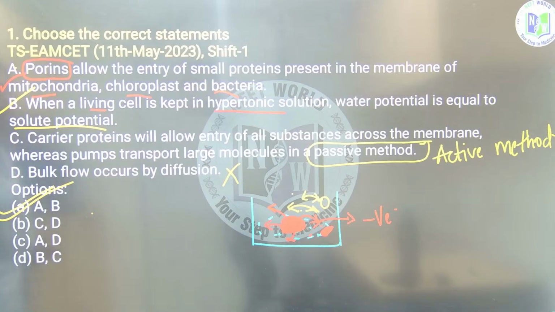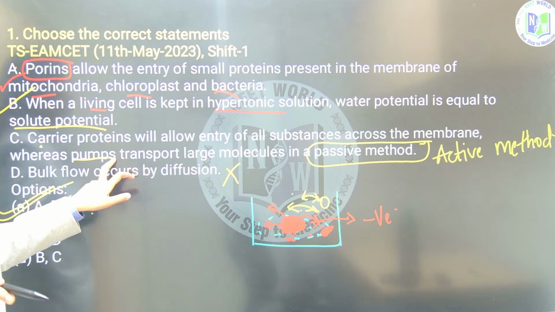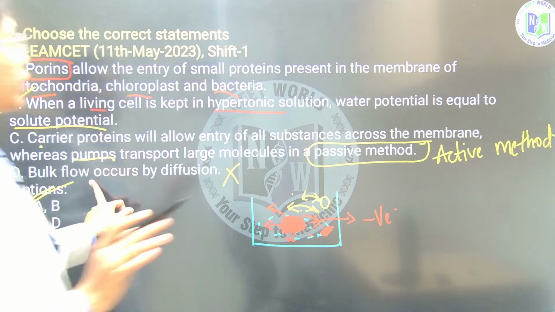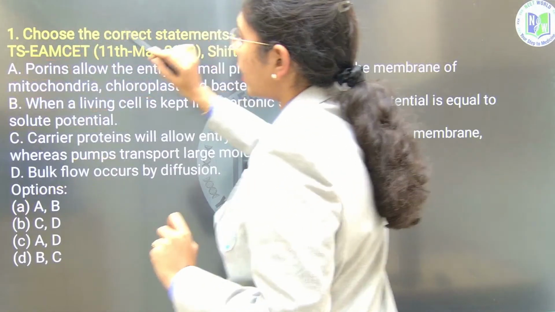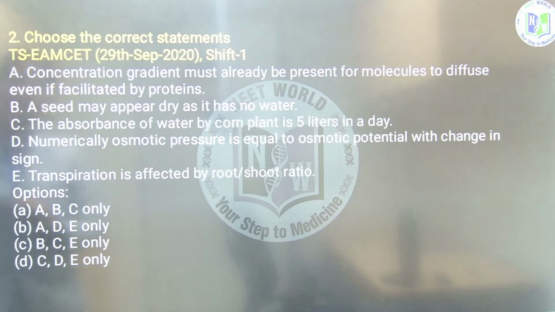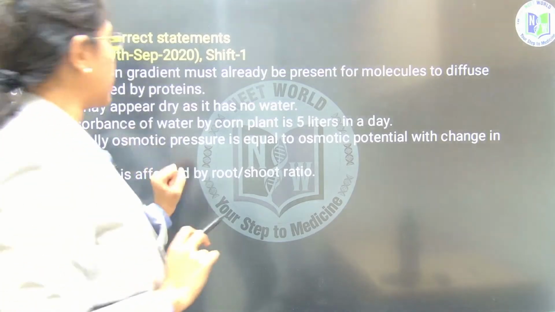Understood everyone? Carrier proteins will not allow all the molecules, and pumps will transport by active transport, not by passive method. Bulk flow is not by diffusion. Clear? And then the next question we will look at, again a statement based question. Look at the statements carefully.